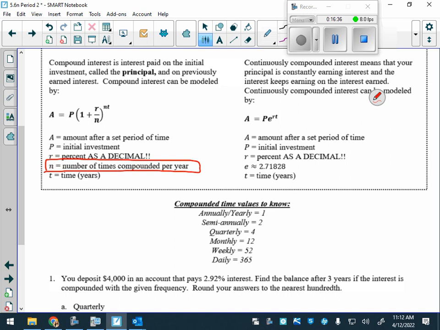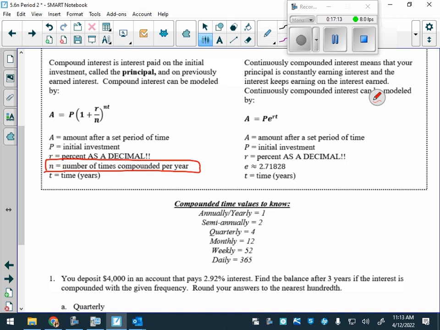So, A is your ending amount. P is your principal or your initial investment, what you deposit. Okay? R is your percent as a decimal. T is your time in years. So that has not changed. But if you notice, with this formula, the N is under the R, so it's R over N. And then it's also in the exponent. Okay? You are only dividing R by N. It's not 1 plus R over N. Okay, keep that in mind because you'll see that a lot.